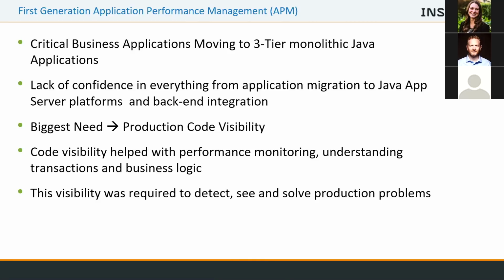The biggest need of this world was production code visibility. Programmers had tools that could show them the internals of their code and their applications, but not in a scaled production environment. And so what they were able to test and what they were able to see in production just didn't match. So that's why the first generation of APM tools was all about providing visibility of code in production.